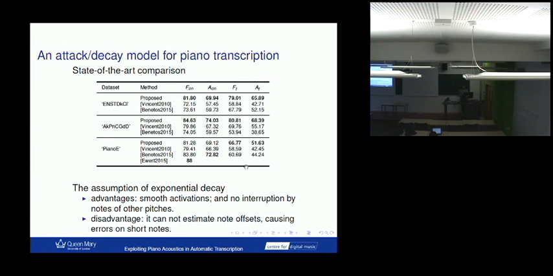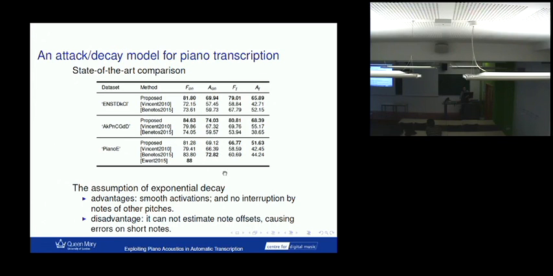So we compare our results with 3 state-of-the-art methods. The first 2 datasets come from the MAPS dataset, and we get all the best results. We have to say that our method and Emmanouil's method are supervised methods, and this one is an unsupervised method. So we just wanted to see how much better we can get if we know the notes of the piano. For the first 2 datasets, all our results are the best.